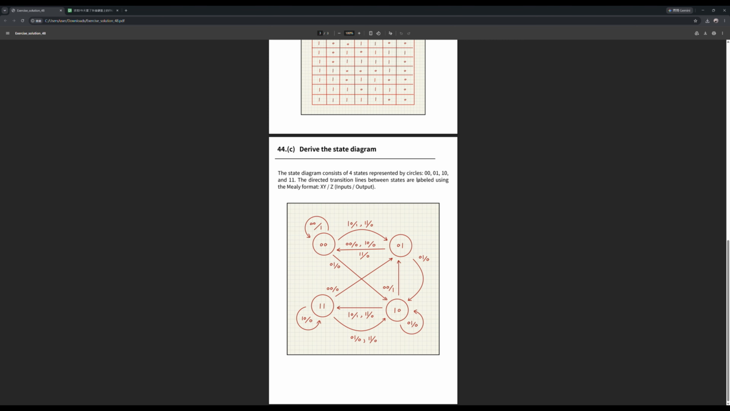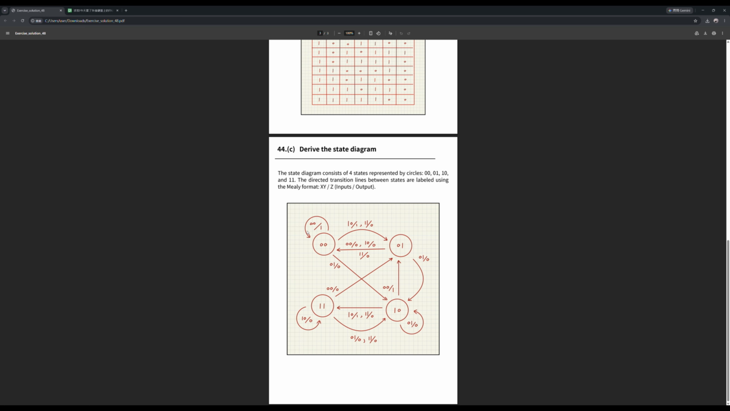For part C, we use the state table to draw the state diagram. Since there are 2 flip-flops, there are 4 possible states: 0 0, 0 1, 1 0, and 1 1. Each state is represented by a circle, and the transitions are obtained directly from the state table.